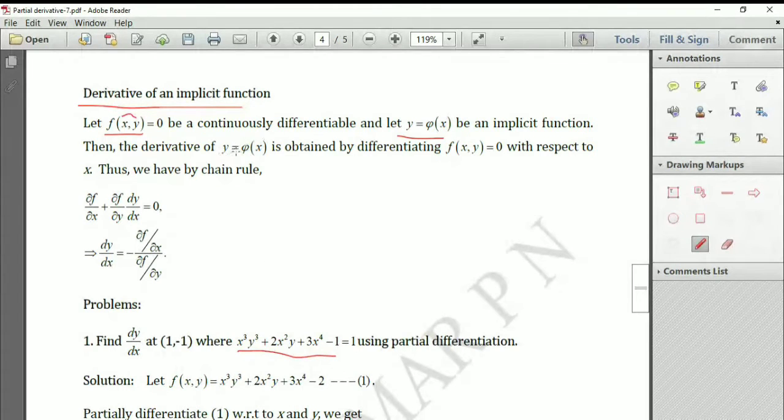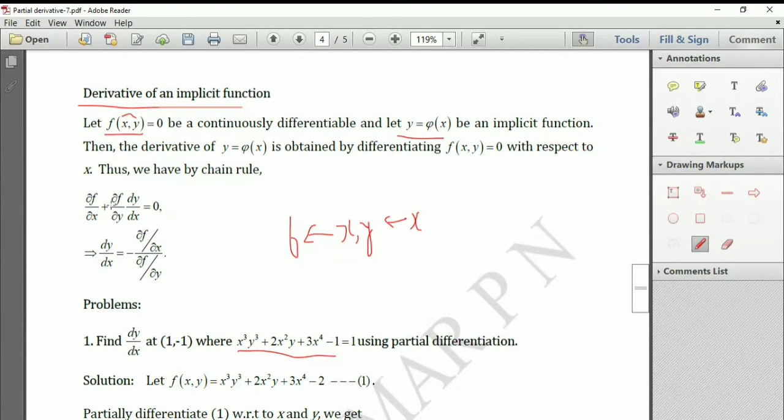Now, because y is dependent on x, f is a function involving only one independent variable, that is x, though f is a function of x and y. Both x and y depend on x only. So you can find the partial derivative with respect to x. What is the partial derivative of f with respect to x? Partially differentiate this by chain rule.